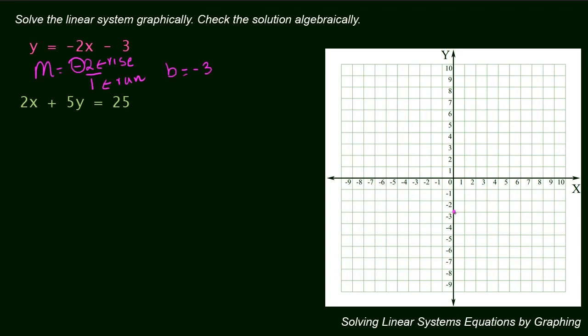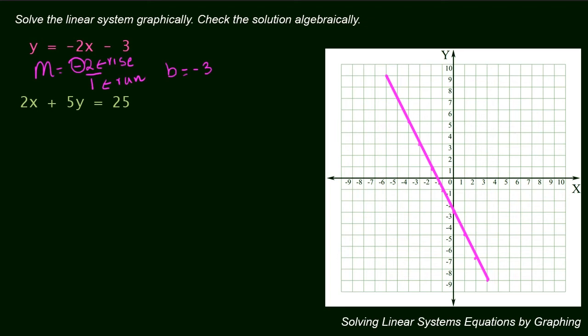Start graph over there. Rise of 2, and since it's a negative, I'm going to go down 2 over 1, down 2 over 1, down 2 over 1, continuing up, following the pattern, up 2 over 1, up 2 over 1, and let's connect the dots. Here's our graph of y equals negative 2x minus 3.